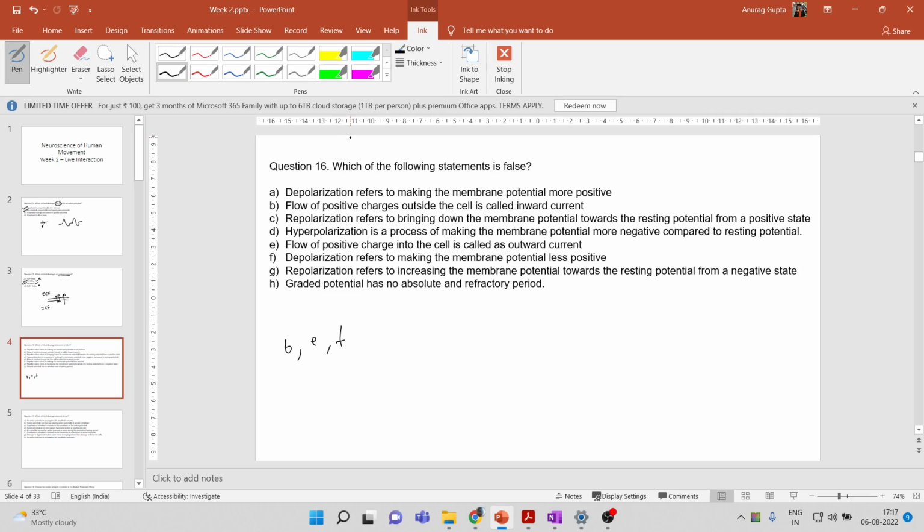Okay, so let's discuss this question in detail. Depolarization refers to making the membrane potential more positive. This is the correct statement. If you recall, in an action potential, this is zero, and this is the resting state, and this is how the action potential typically looks. This part is called depolarization. This part is called repolarization, and this particular part is called hyperpolarization.